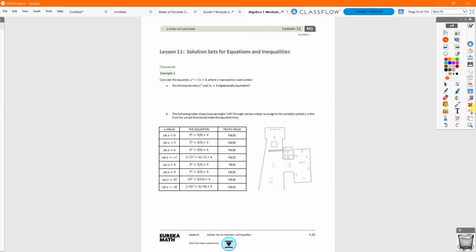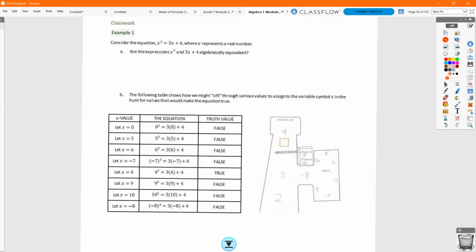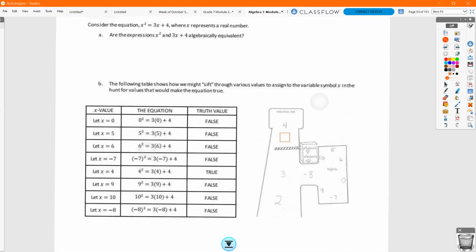It's time for Lesson 1, Solution Sets for Equations and Inequalities. All right. So we are talking about solution sets for equations and inequalities. So look at example 1.